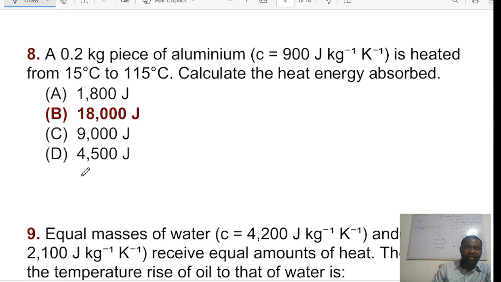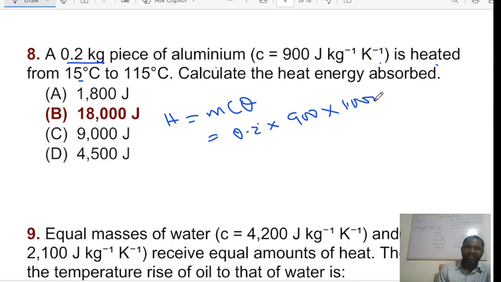Very interesting. Now the next question says a 0.2 kilogram piece of aluminum, with this specific heat capacity, is heated from this to this. Calculate the heat energy absorbed. Very simple. Heat energy is MC theta. Don't forget that. The mass here is 0.2 kilograms. The specific heat capacity is 900. The temperature change from this to this is simply 100. Very easy, that's 115 minus 15, which is 100. Okay, so I think that works. It's going to give us 18,000 joules.